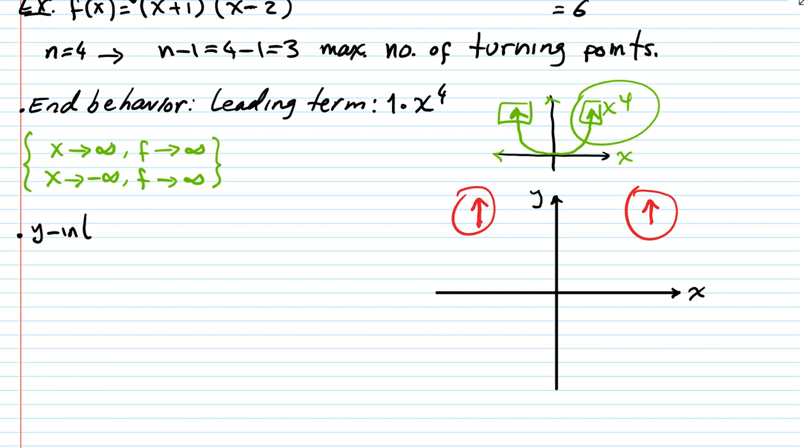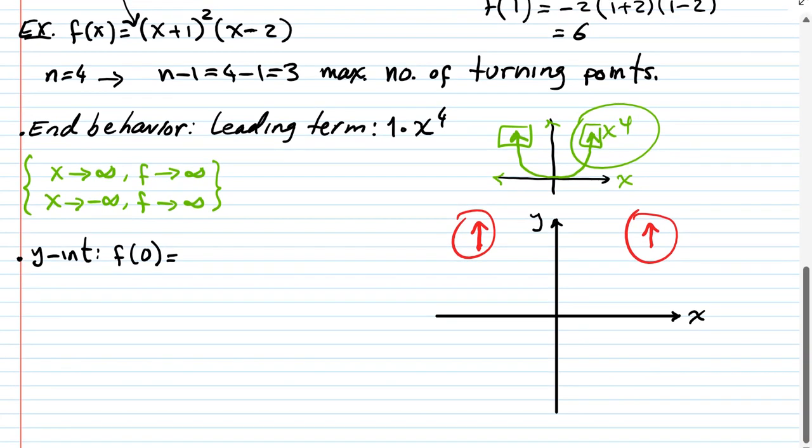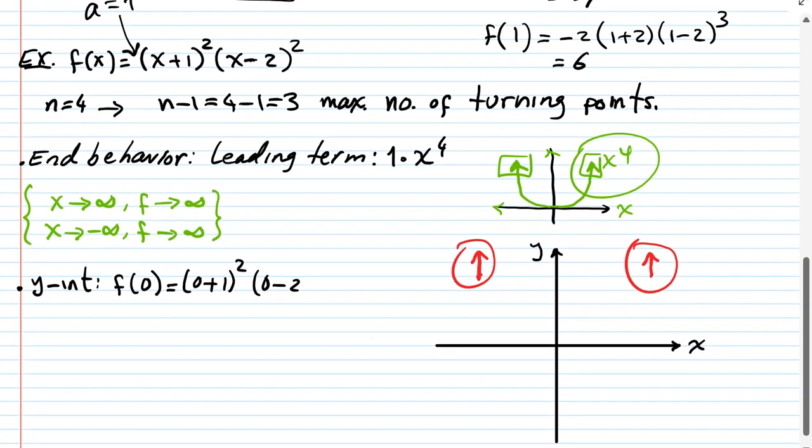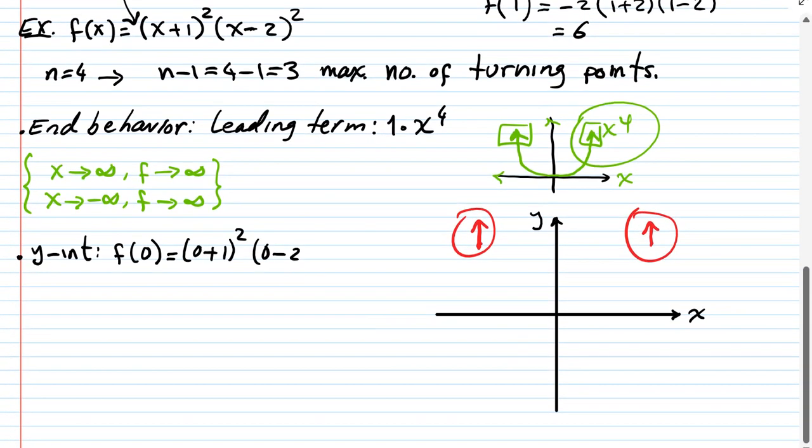Remember, the easier of the two is the y-intercept, because you just put in 0 for x. Do f at 0, and f at 0 would be 0 plus 1 squared, and 0 minus 2, of course that was squared also, before I erased it accidentally. There you have it. 0 minus 2 squared, so that's going to be 1 times 4, or just 4. So this is going to cross the y-axis at 4. I'm just going to go right up here. That's the height of 4. That's the y-intercept.